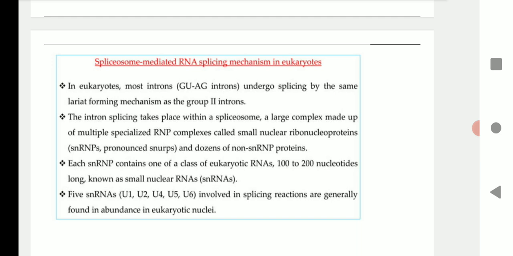So how many snRNPs are present? Each snRNP is made up of 100 to 200 nucleotides in length. There are 5 different snRNAs involved in the eukaryotic system. Especially they are found abundant in the eukaryotic nuclei for the splicing mechanism. What are they? U1, U2, U4, U5 and U6. Don't forget U1, U2, U4, U5 and U6.